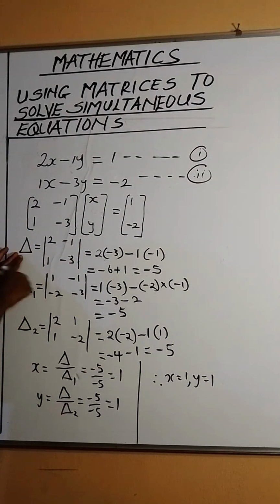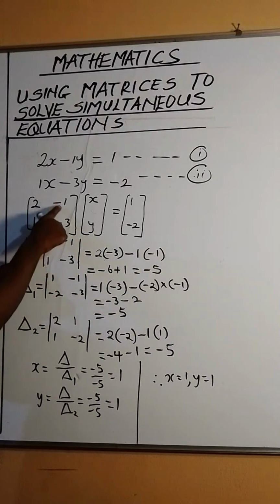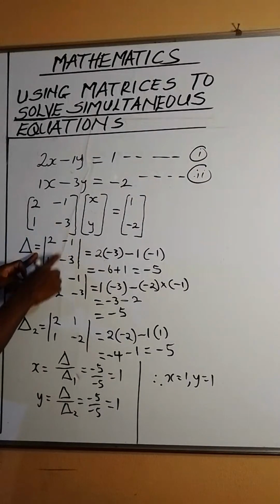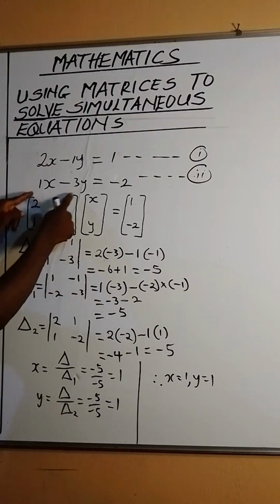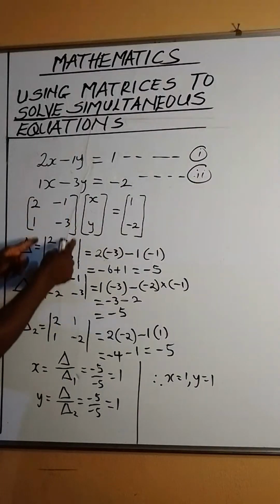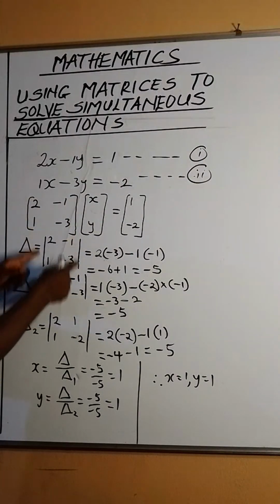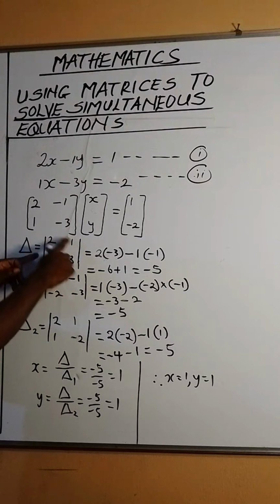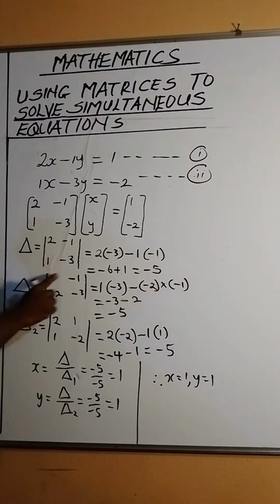Delta, the determinant, is 2, 1, 2, 1, then minus 1 and minus 3. Remember, these are two lines, not brackets. Brackets show matrices, but these lines show a determinant. It means we have to find the determinant of the elements inside this space, between the two lines.